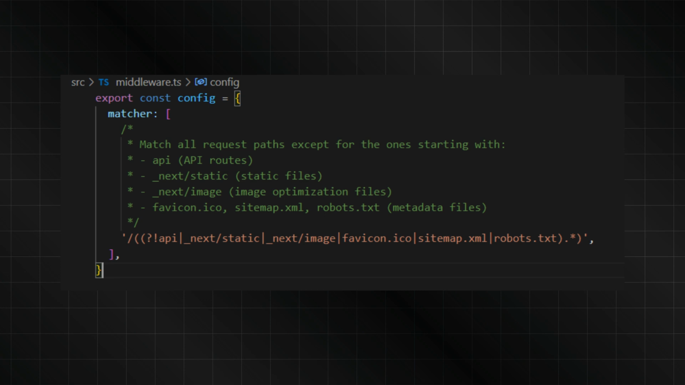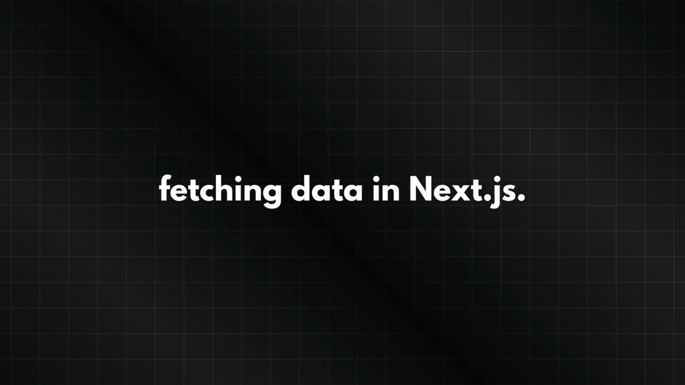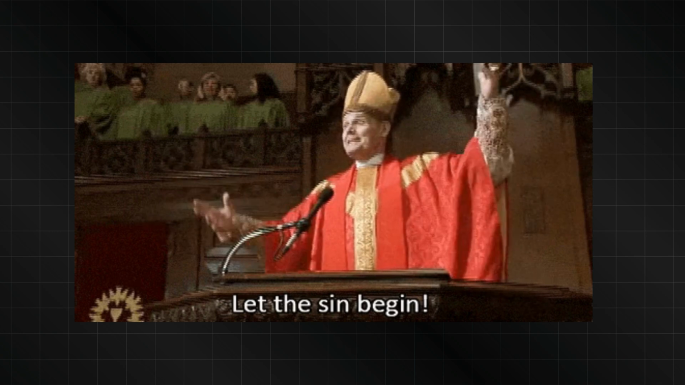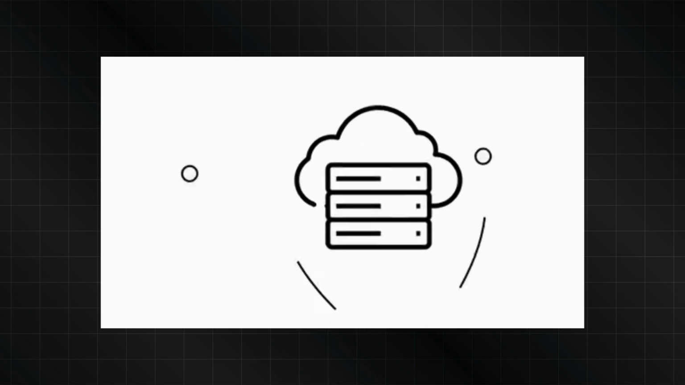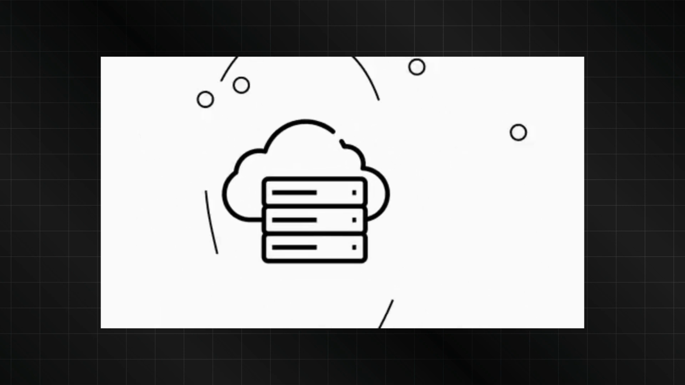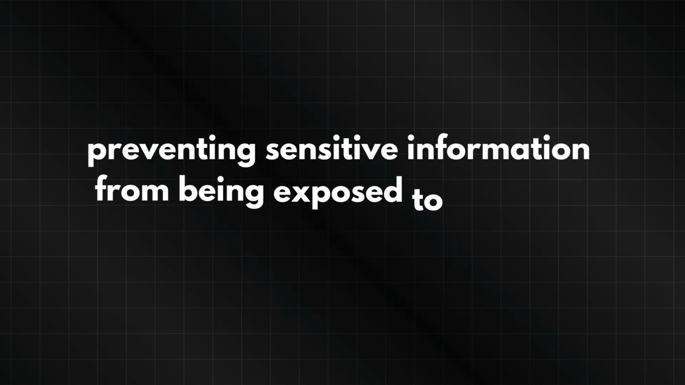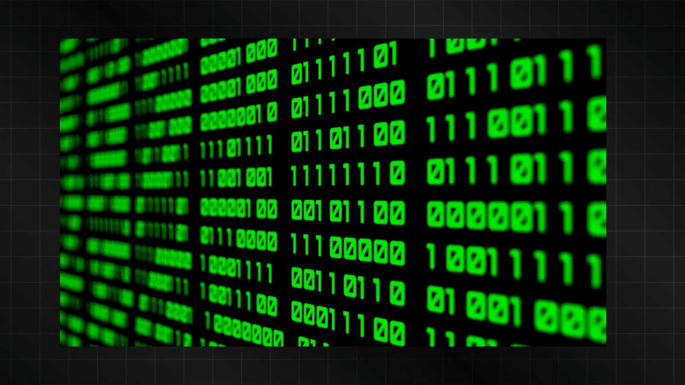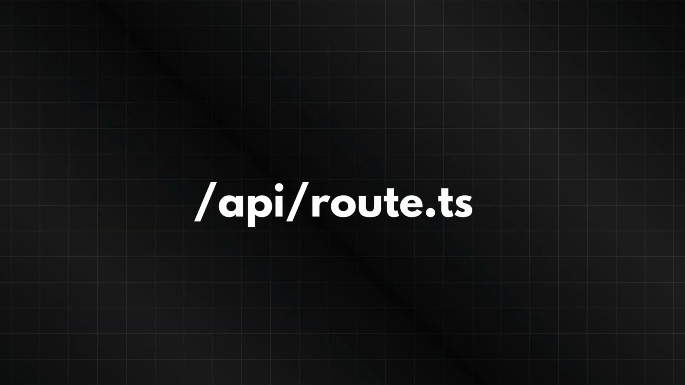Now that we have covered routing, let's dive directly into fetching data in Next.js. As a full-stack framework, Next.js is also good at handling data. You can fetch data in two main ways, from the server or from the client. Most of the time, you will use server components to fetch the data. This approach has its perks, like preventing sensitive information such as access tokens and API keys from being exposed to the client. However, don't rely solely on server components for security. You should set up an API route to protect your data.